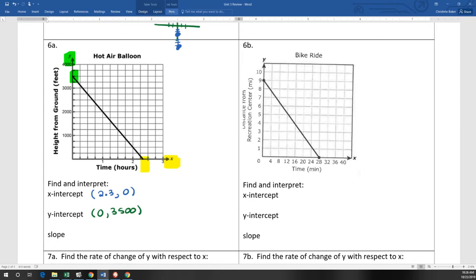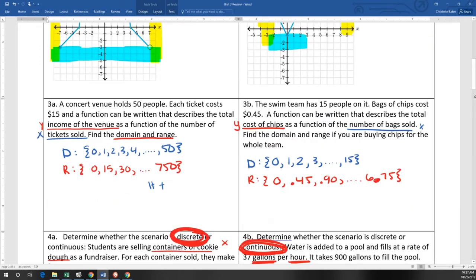So our x-intercept represents 2.3 hours, and then we have 0 as our height because our y is height and our time is hours. So what would that mean? At 2.3 hours, our height is 0. It takes 2.3 hours to reach the ground.